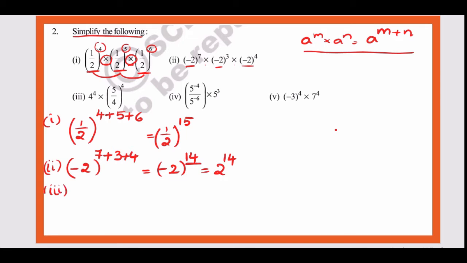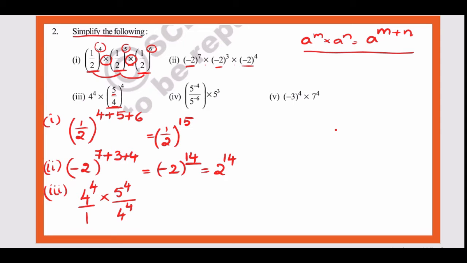Next, moving on to question number 3. How can I do this? Here it is given 4 power 4 into, if you observe, this is in the form of 5 by 4 whole power 4. That is nothing but a by b whole power m, which I can write as a power m by b power m. Here a is 5 and b is 4, so 5 power 4 by 4 power 4. If there is nothing in the denominator, then it is 1.